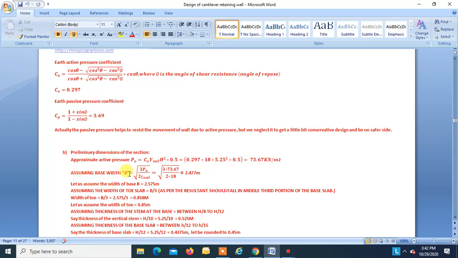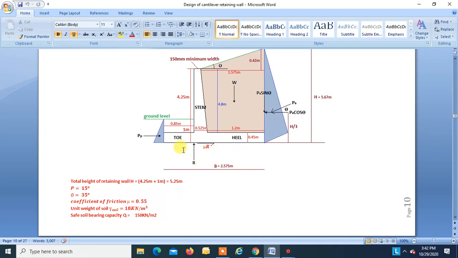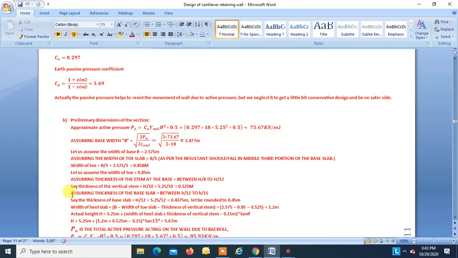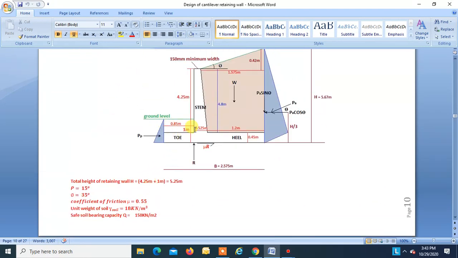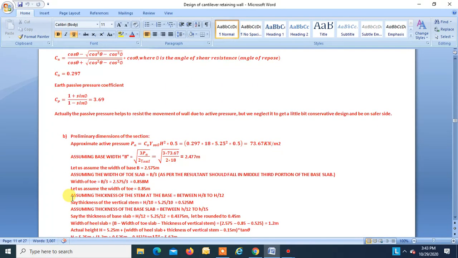Assuming base width B equal to this formula, that is equal to 2.477. Let us assume the width of the base equal to 2.575, okay? So we are assuming width as 2.575, right? Base width, right? Now let us assume the width of toe, that is equal to B by 3, that is 0.858, and we will take the width of toe as 0.85, okay? Width of toe we are taking as 0.85, right? Okay, now moving further, let us assume the thickness of the stem, that is between H by 8 to H by 12, we will take H by 10, that is equal to 0.525 meters.